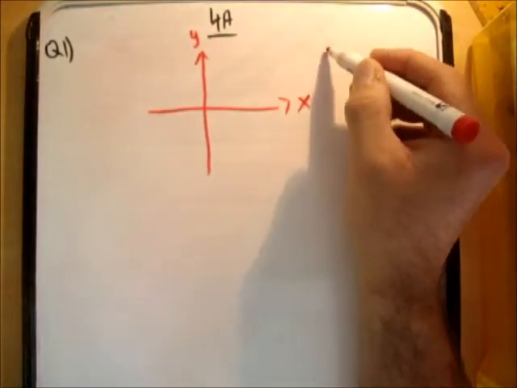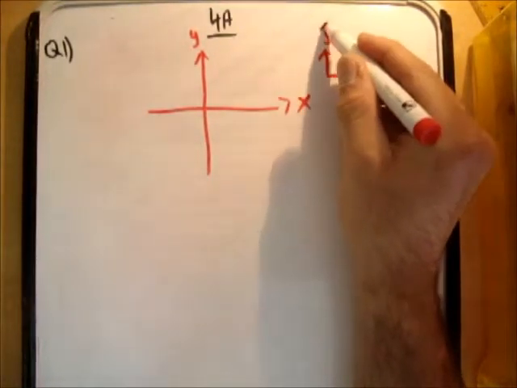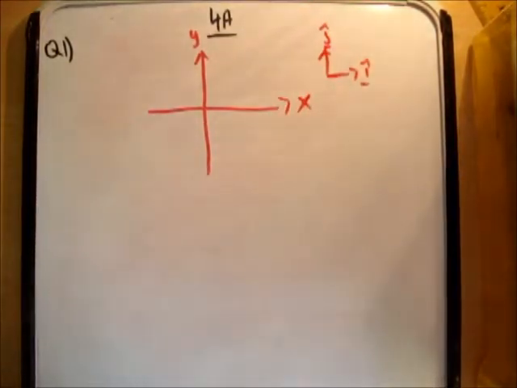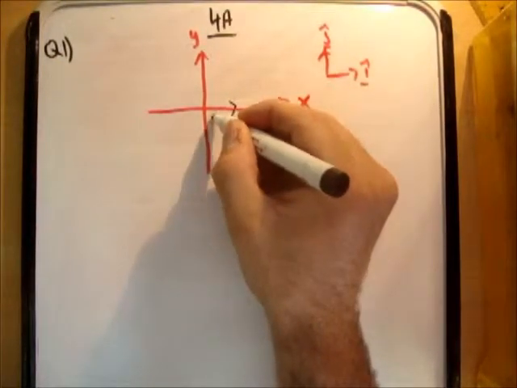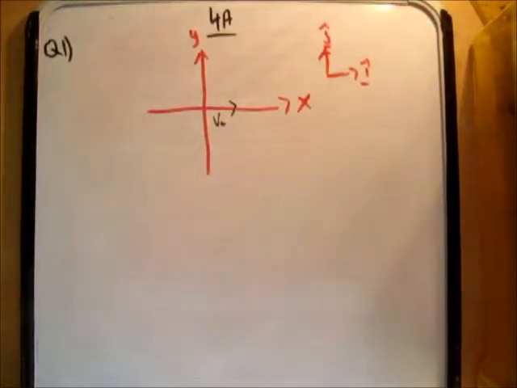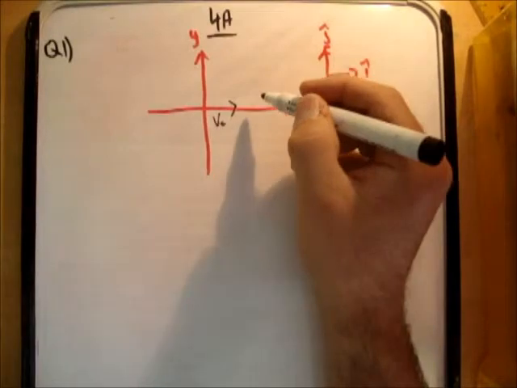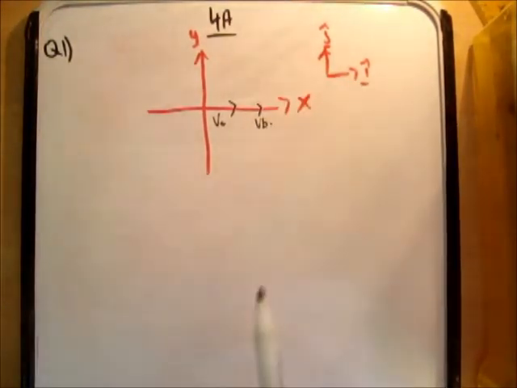I'm going to define the unit vectors I hat like so and J hat like so. In this case, I'm going to say that the car is driving in the I hat direction. That's going to be V car. And the bus is travelling in the same direction at 30 metres per second, so this is going to be V bus. Like so, they're obviously in the same line.